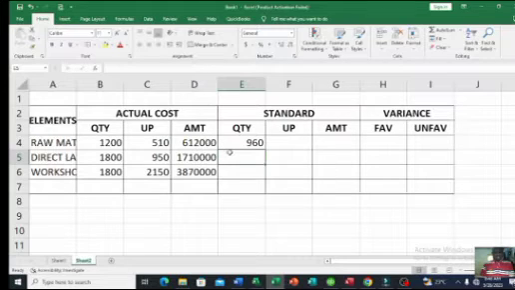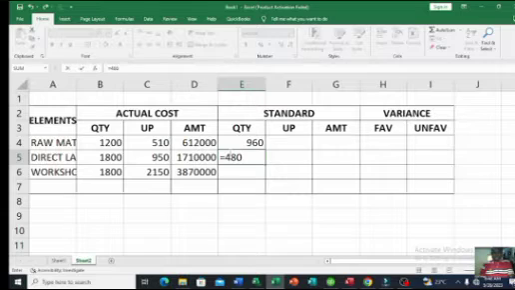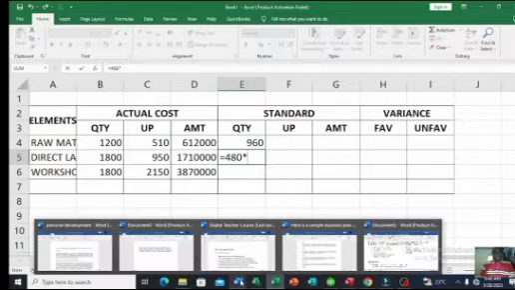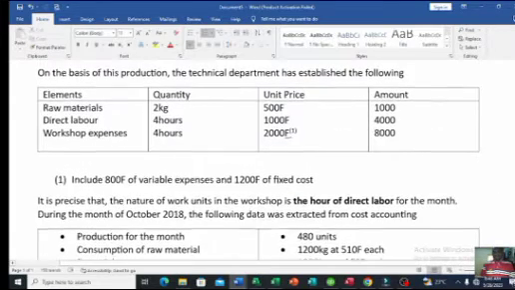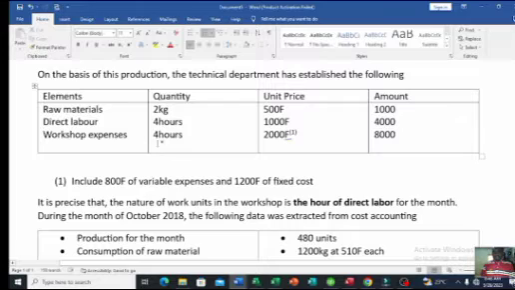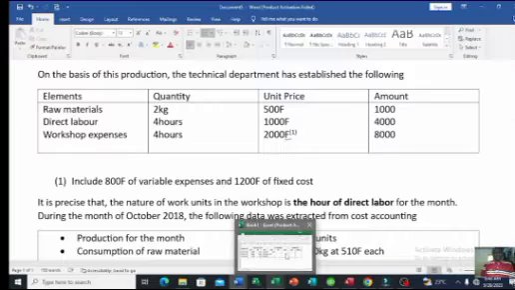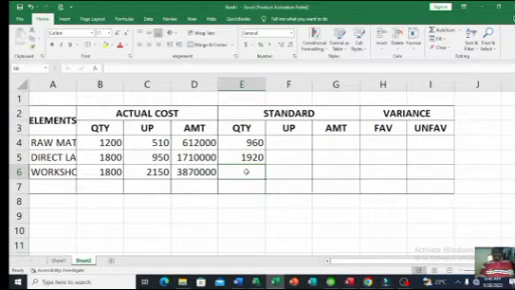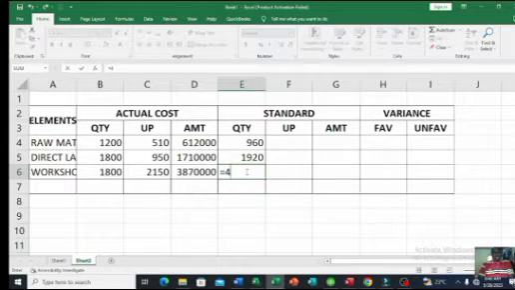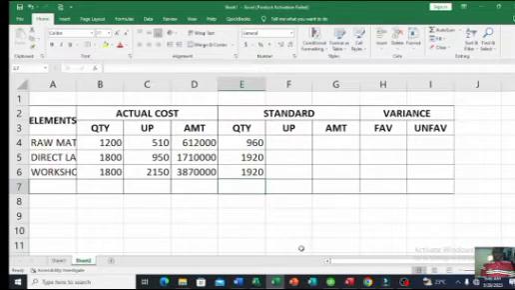We are going to have that. So the second one will still have 480 units multiplied by 4, because of 4 hours for direct labor and 4 hours for workshop expenses. Times 4, you're going to have that. Next, still have the 480, you multiply by 4, so we are going to have that.